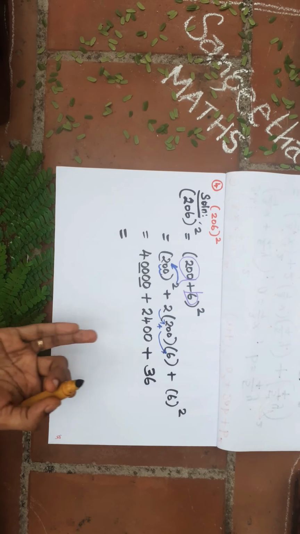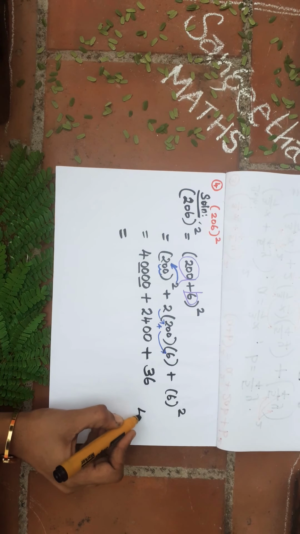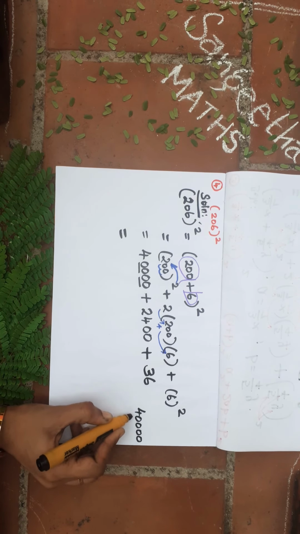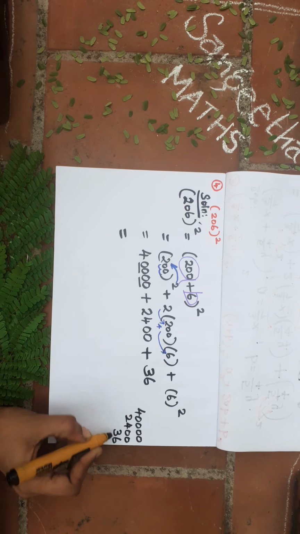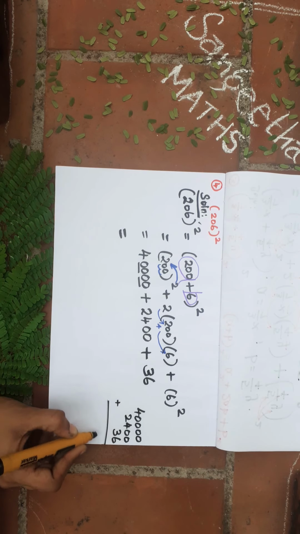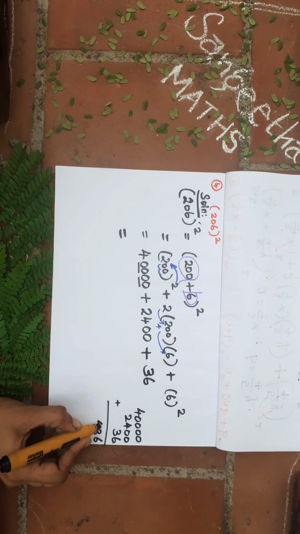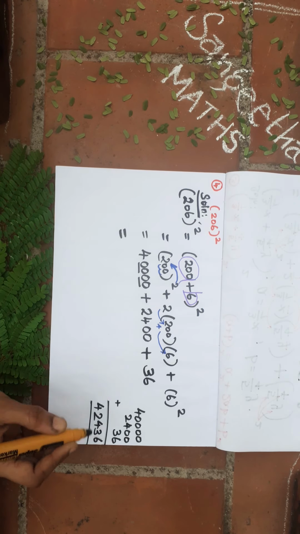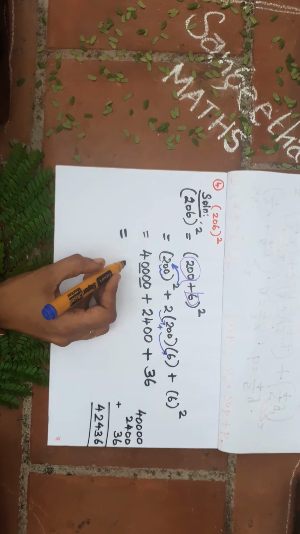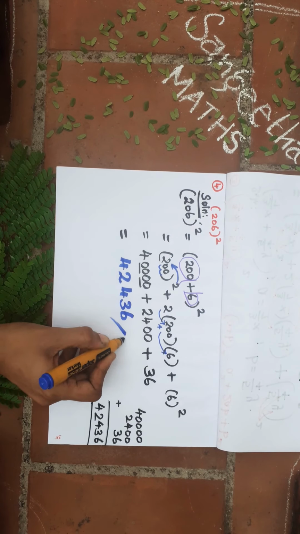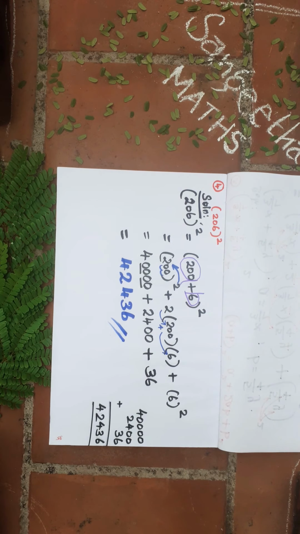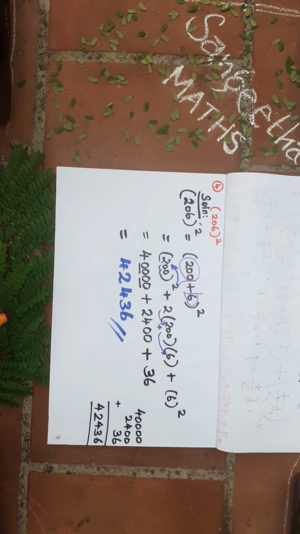So now you just have to add. You can do a mind calculation, that would be easy if you feel like adding. It is 6 3 4 2 4. So the final answer is 42,436. Yes, clear? So we have done with algebraic identity 1.